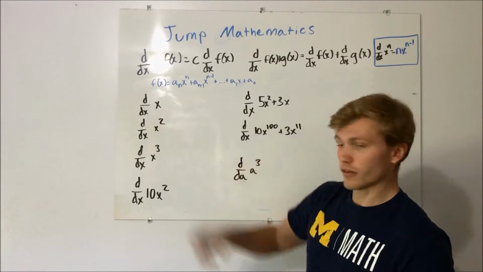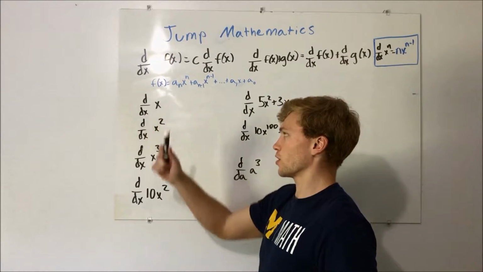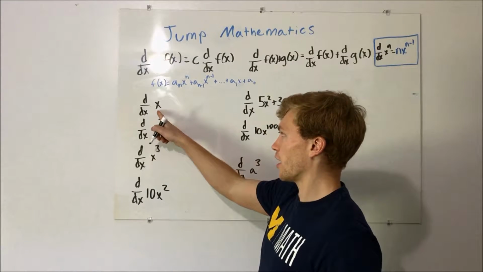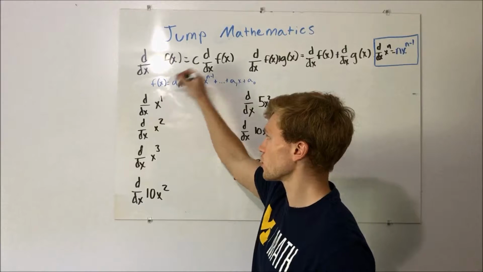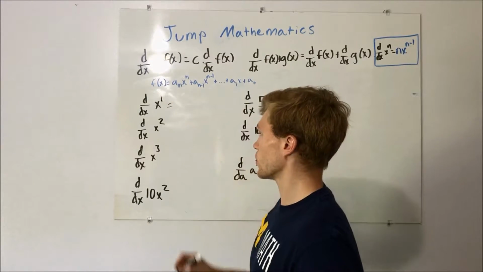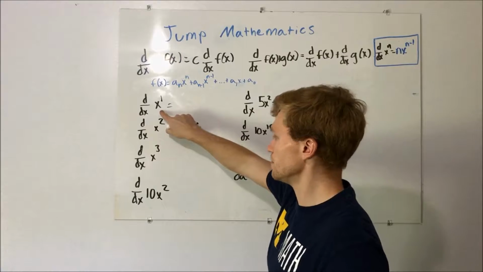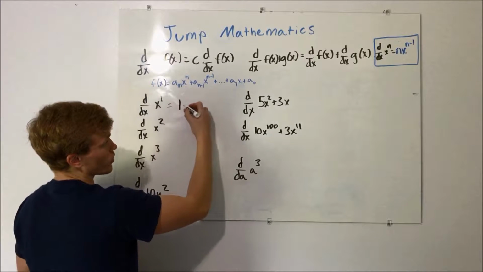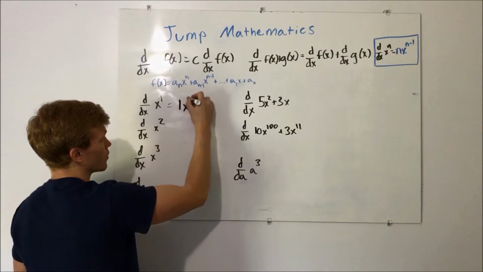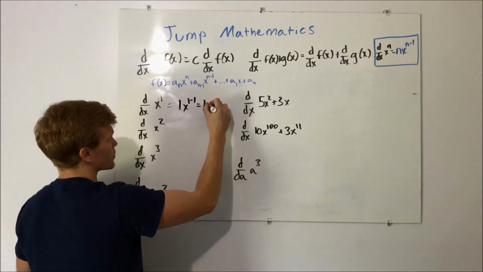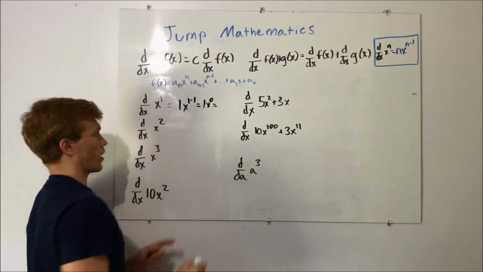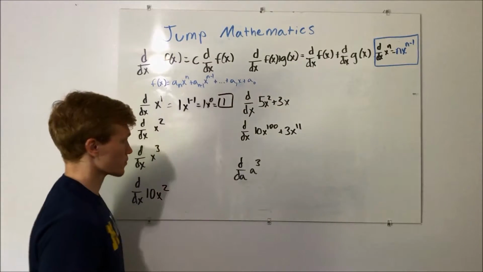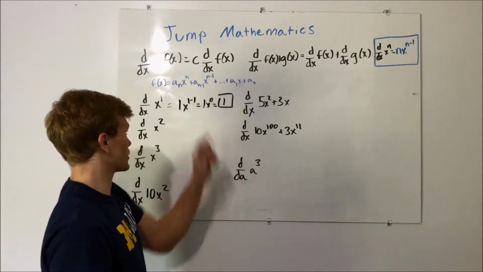So here in the first one we have basically the most basic monomial there is, d by dx x. The first thing we should remember is that x is just shorthand for x to the 1 power. So we can rewrite this using our rule: we bring down the 1, then we do x to the n, which is 1 minus 1, equals 1 times x to the 0. x to the 0 is just 1, and 1 times 1 is 1. So 1 is our final answer. That's sort of the most basic example.